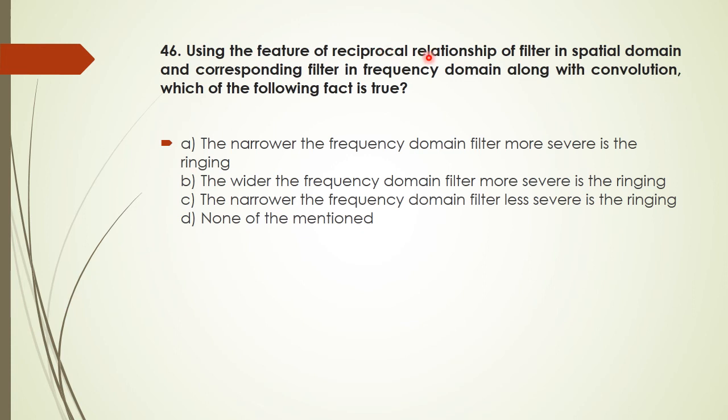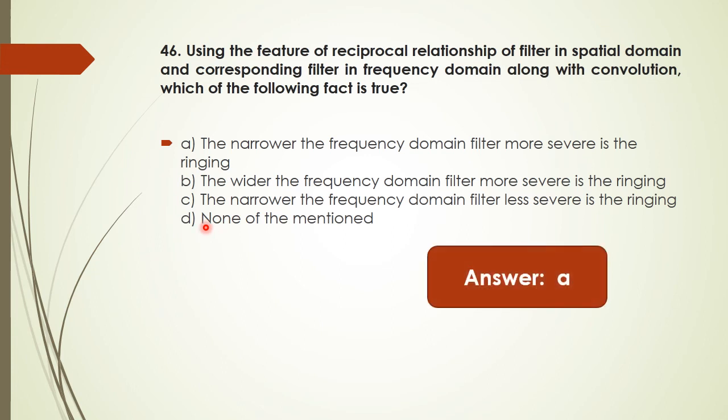Using the feature of reciprocal relationship of filter in spatial domain and corresponding filter in frequency domain along with convolution, which of the following facts is true? Option A, the narrower the frequency domain filter, more severe is the ringing. Option B, the wider the frequency domain filter, more severe is the ringing. Option C, the narrower the frequency domain filter, less severe is the ringing. And option D, none of the above mentioned. The correct answer is the narrower the frequency domain filter, more severe is the ringing. Option A is the right answer.